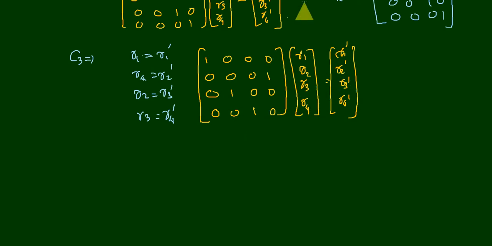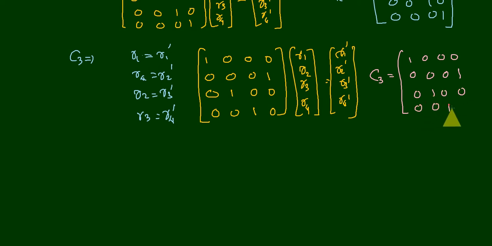So the matrix corresponding to C3 is 1, 0, 0, 0, then 0, 0, 0, 1, then 0, 1, 0, 0, and 0, 0, 1, 0. That is the matrix corresponding to C3.